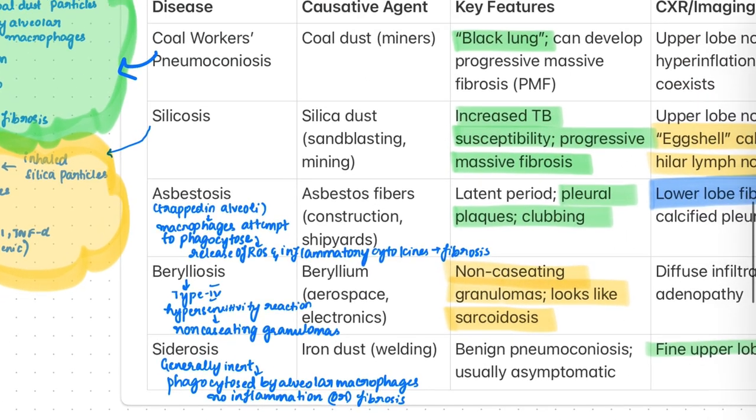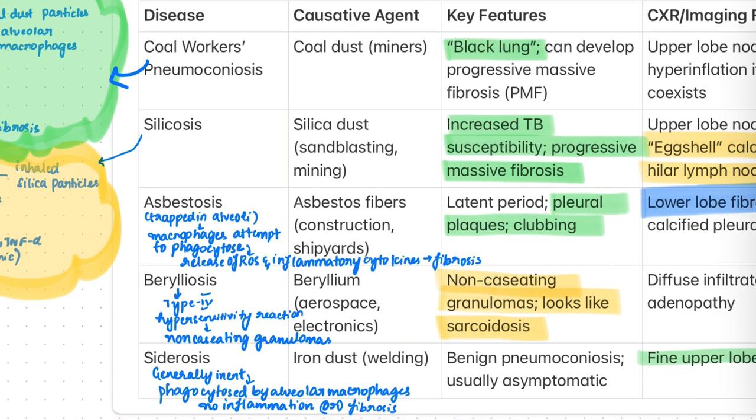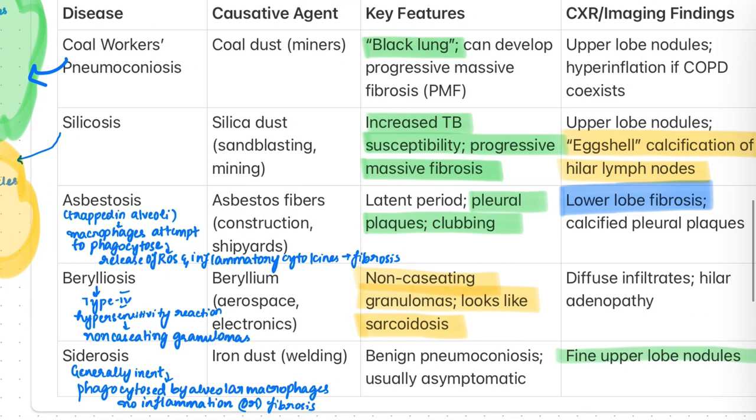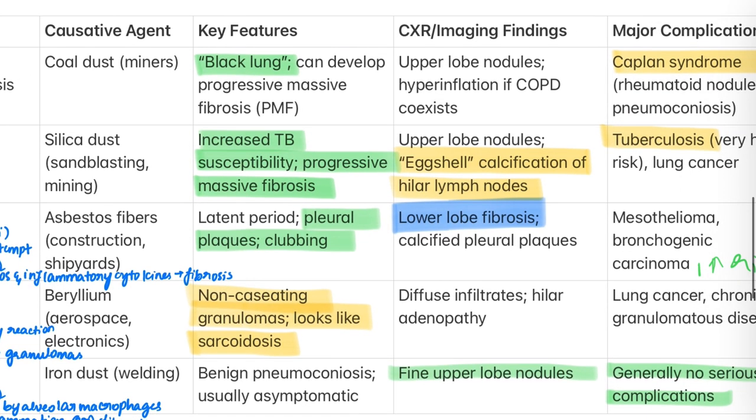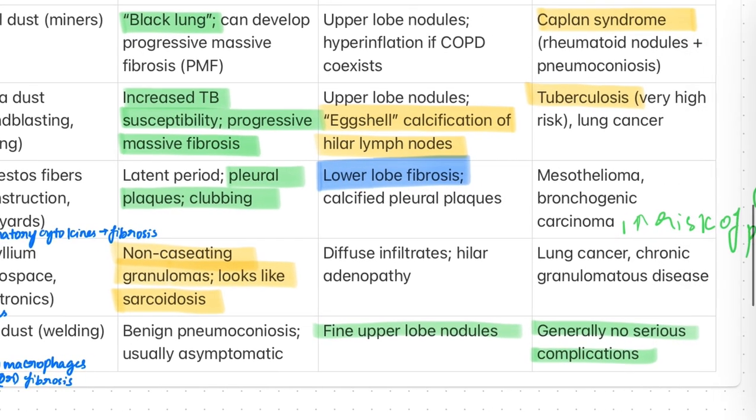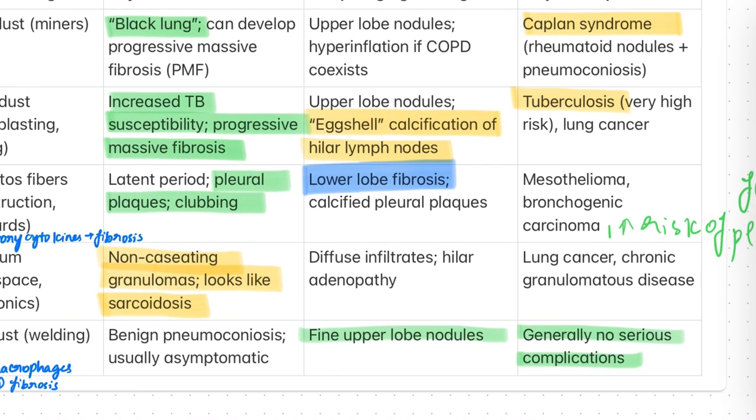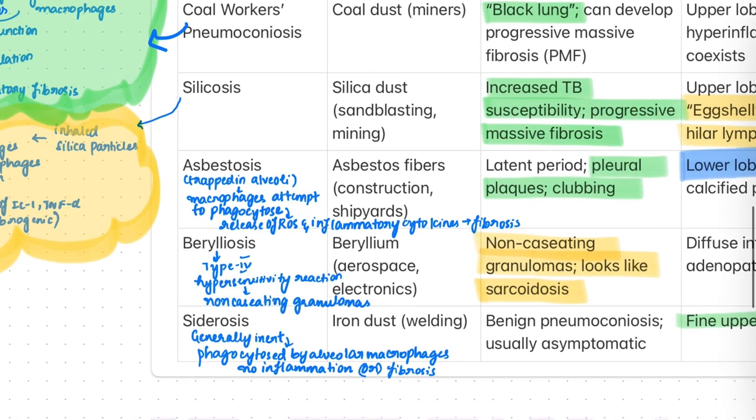Next is berylliosis. The causative agent is beryllium. It is generally used in aerospace and also in electronics. This causes a type 4 hypersensitivity reaction, which causes non-caseating granuloma, similar to sarcoidosis. On X-ray we can see diffuse infiltrates and also hilar adenopathy, and there is increased risk of lung cancer and also chronic granulomatous disease.